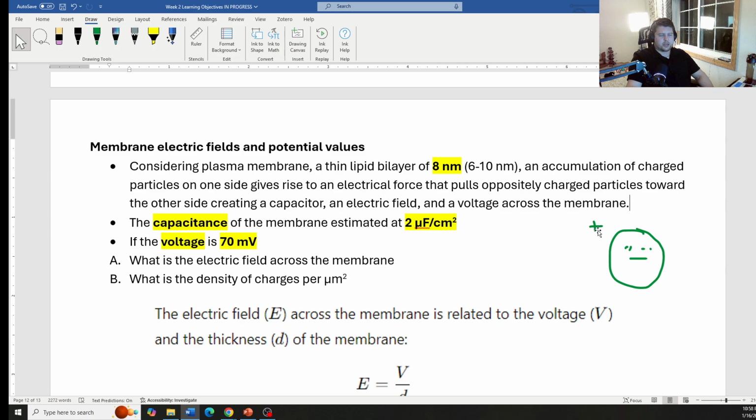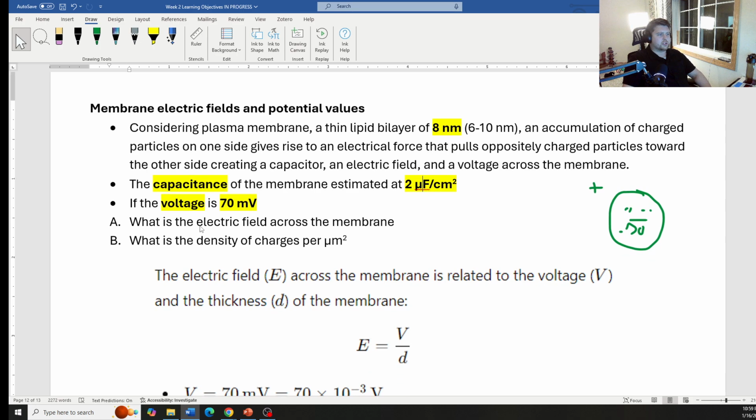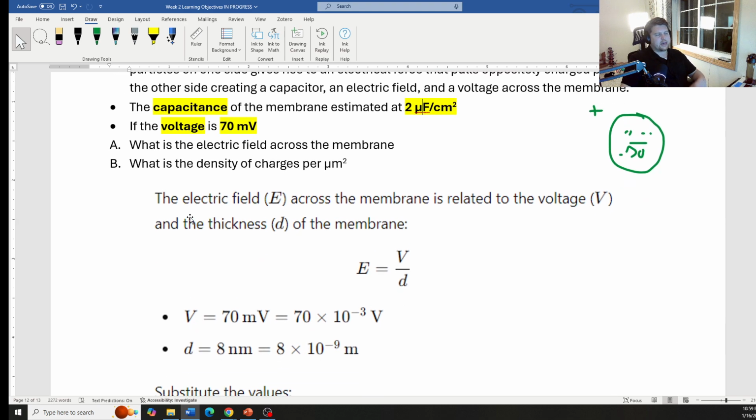So for nerve cells specifically, that is a negative 70 millivolts, which is what the example is that we're looking at here. It gives us the capacitance. The capacitance of the membrane is estimated at 2, I believe, microfarads per centimeter squared. Voltage is 70 millivolts. So we get asked these two questions. What is the electric field? And then what is the density?